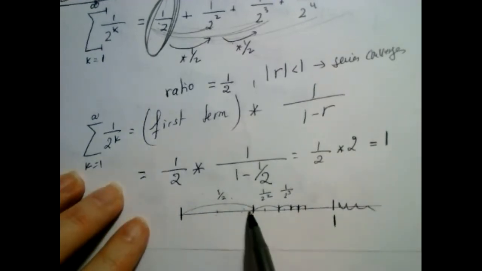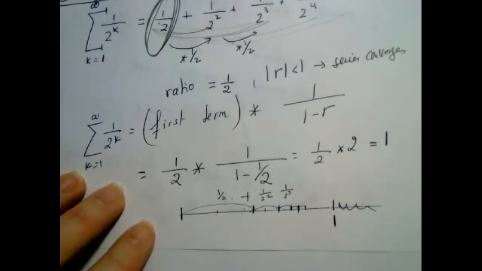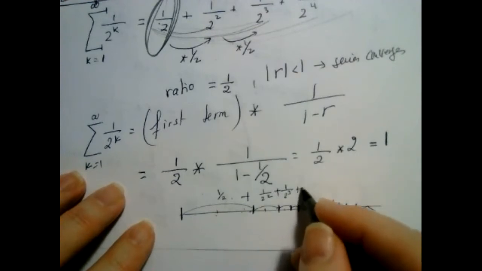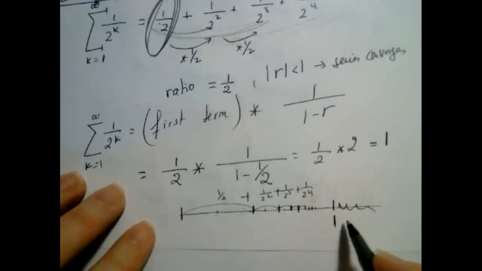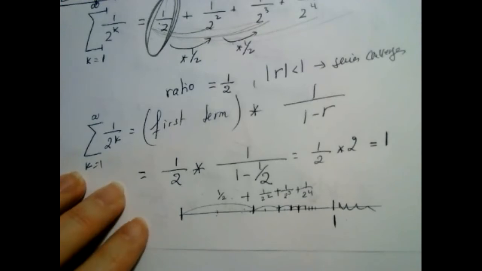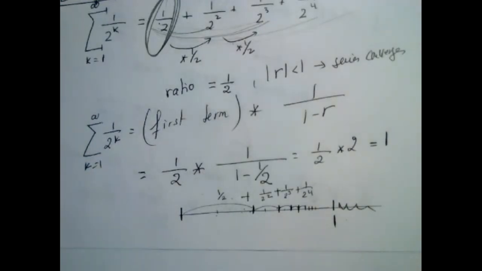So you start here, you move a half. Then you move half of what you did. It means you add that. Then you move half of what you did. You add that. Then you move half of what you did. You add that. You keep doing this to infinity. You will never go beyond 1 unit. Okay, so it's a very non-intuitive idea, but a very important idea.